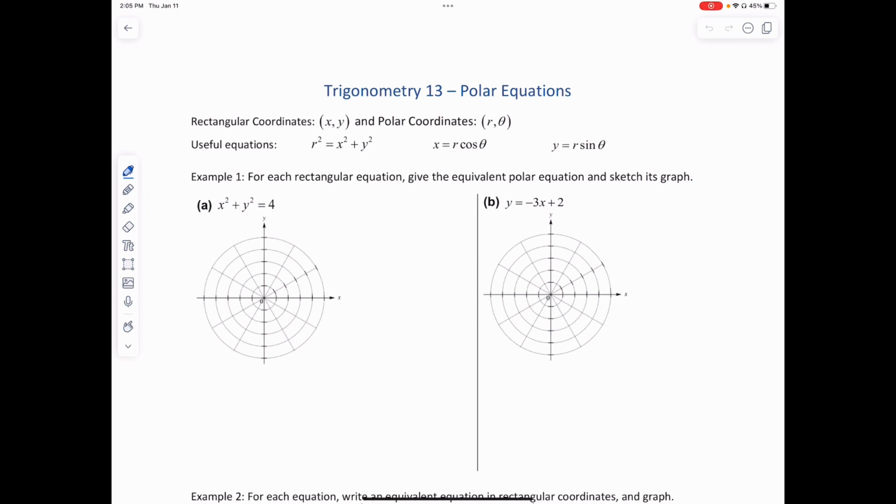In this first problem, it says to give the equivalent polar equation. Well, I'm going to note first that x squared plus y squared perfectly matches up with this x squared plus y squared. So I can substitute that in and say this is the same thing as r squared is equal to 4, which of course means that r is equal to 2 or negative 2.